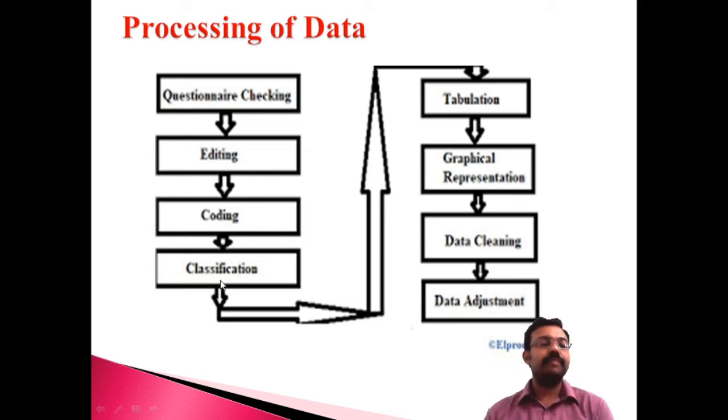The third step is classification. Classification means arranging similar data together. After that comes tabulation, which puts data in tabular format. And we can use graphical representation, that means figures, graphs, histograms, and all the important elements of graphical representation. Then you clean the data, that means identify the mistakes and make the adjustments. These are the stages of the processing of data.